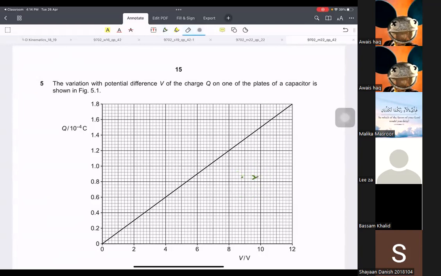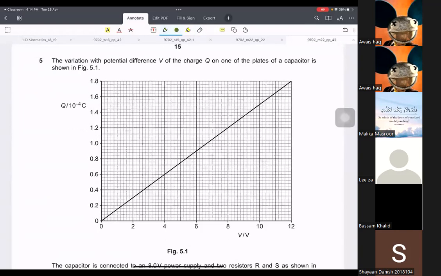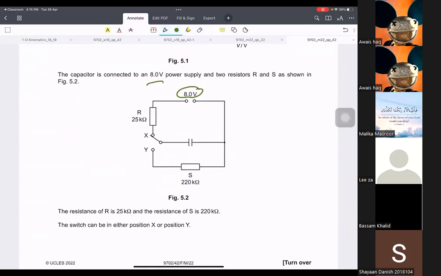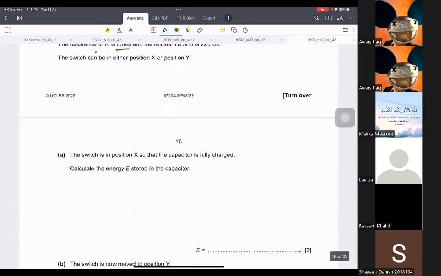Sorry. No, wait. What is this? The capacitor is connected to an 8 volt supply through 2 resistors. The resistance is this and the resistance is this. When it is connected in this configuration, it won't get the whole voltage, right? Or would it? But if it says it's fully charged, okay, let's try.